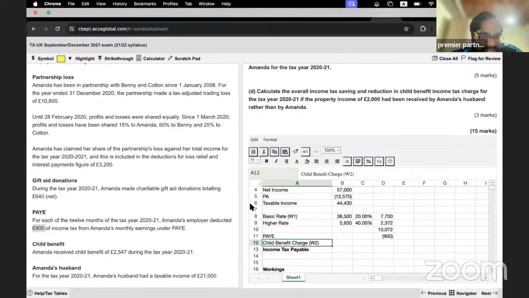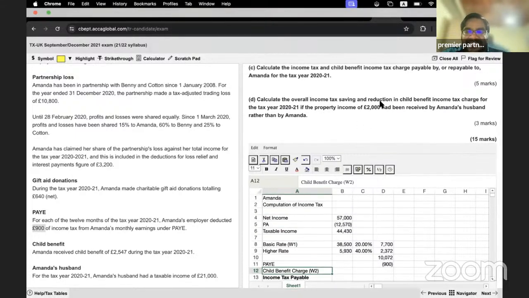Then I got a question, isn't the PAYE 900 a monthly amount? Let's read this once more and see. For each of the 12 months of the tax year, Amanda's employer deducted 900 pounds of income tax from Amanda's monthly earnings. Oh, yes. If you read it, it seems like a monthly figure, but I'm sure they are referring to an annual number here because it seems highly unrealistic, right?